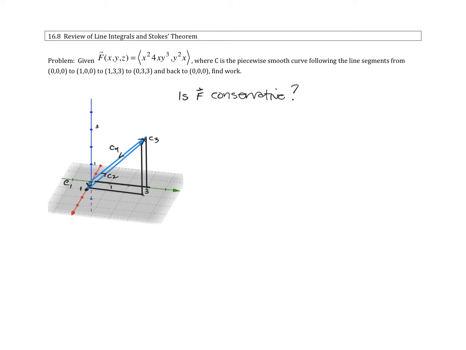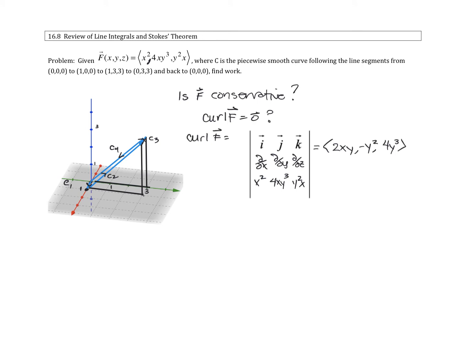So to check for conservative vector field in R3, we compute the curl of f and see whether or not it's 0. So go ahead and give that a try. By the way, there should be a comma here. So you can see I did not get the 0 vector. So f is not conservative.